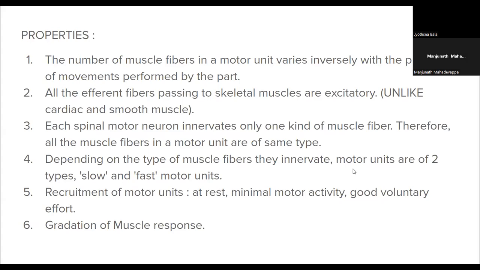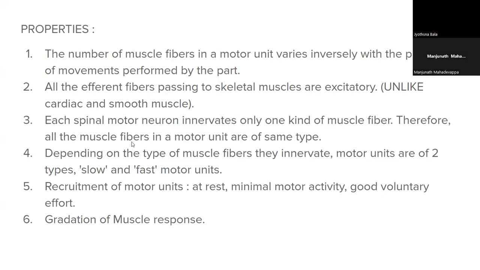So all the efferent fibers passing to the skeletal muscle are excitatory. Unlike your cardiac and smooth muscle, where you can have excitatory or inhibitory. But glutamate is the primary neurotransmitter here. Each spinal motor neuron innervates only one kind of muscle fiber. We'll be talking about it.